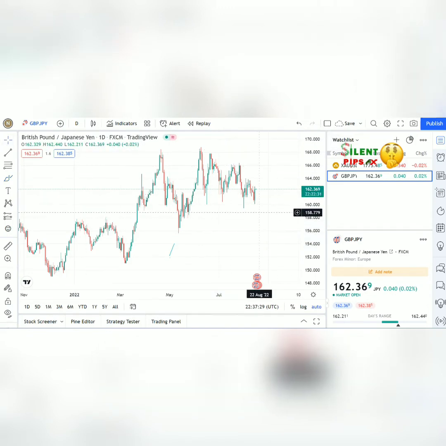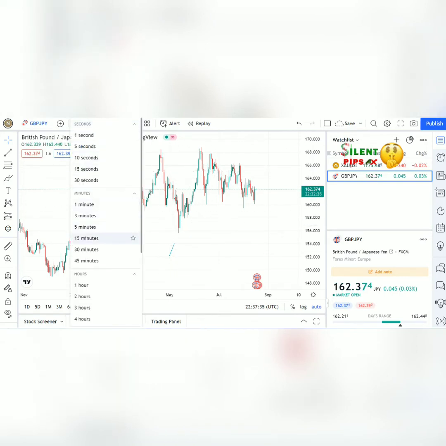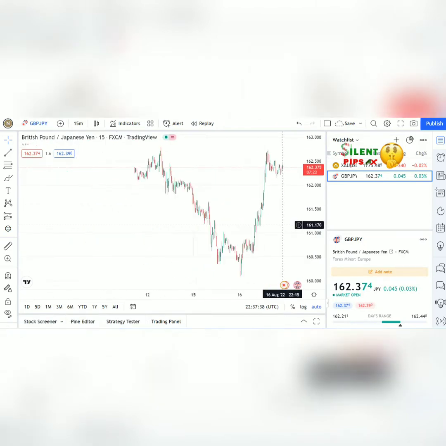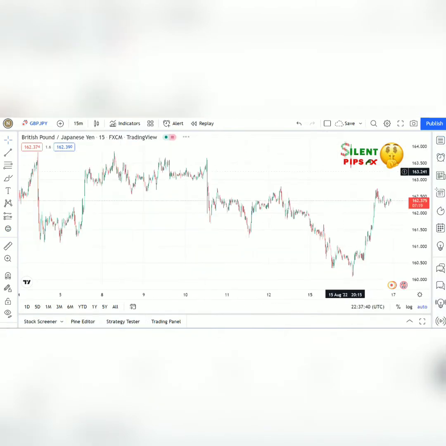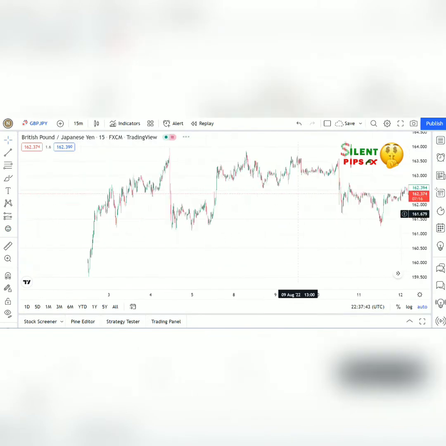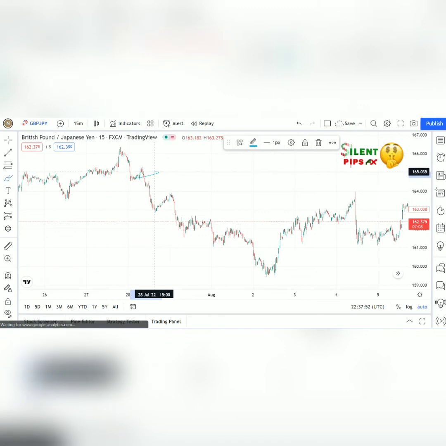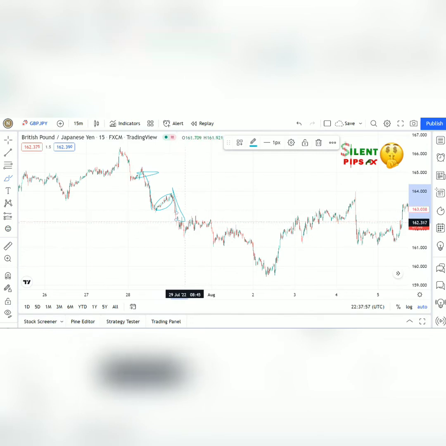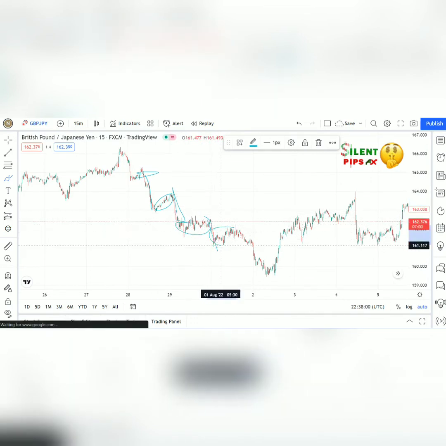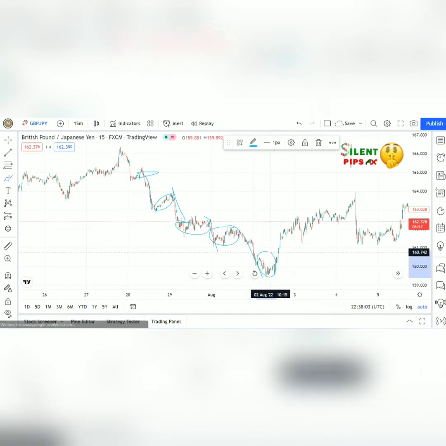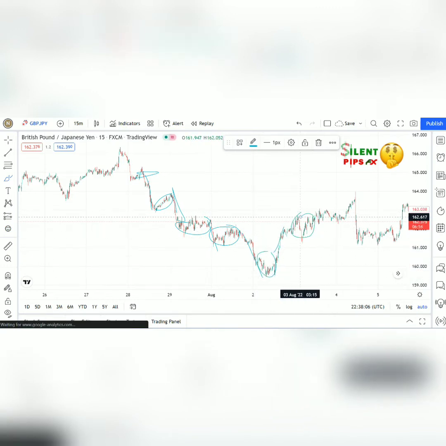So let's start by looking at GBPJPY on a very low time frame. Let's go right down to the 15 minutes. We'll be starting from the 15 minutes. So let's identify our expansion and contraction first on this 15-minute chart on GBPJPY. You can see price gave us a contraction, expansion, contraction, expansion, and so on. You can see all the expansions and contractions that I've listed here.